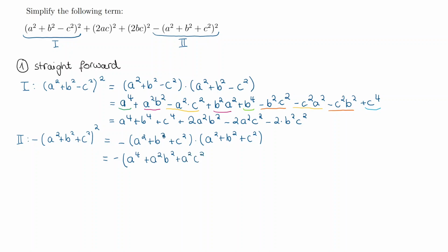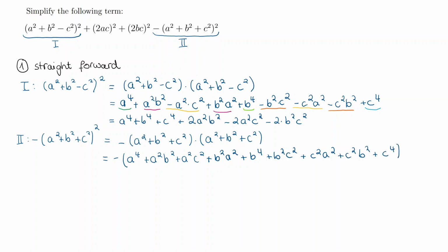Then I continue with the b square and multiply it with everybody from here. So we have plus b square a square plus b to the power of 4 plus b square c square. And then I continue with the c square. We get plus c square a square plus c square b square plus c square times c square, which is c to the power of 4.